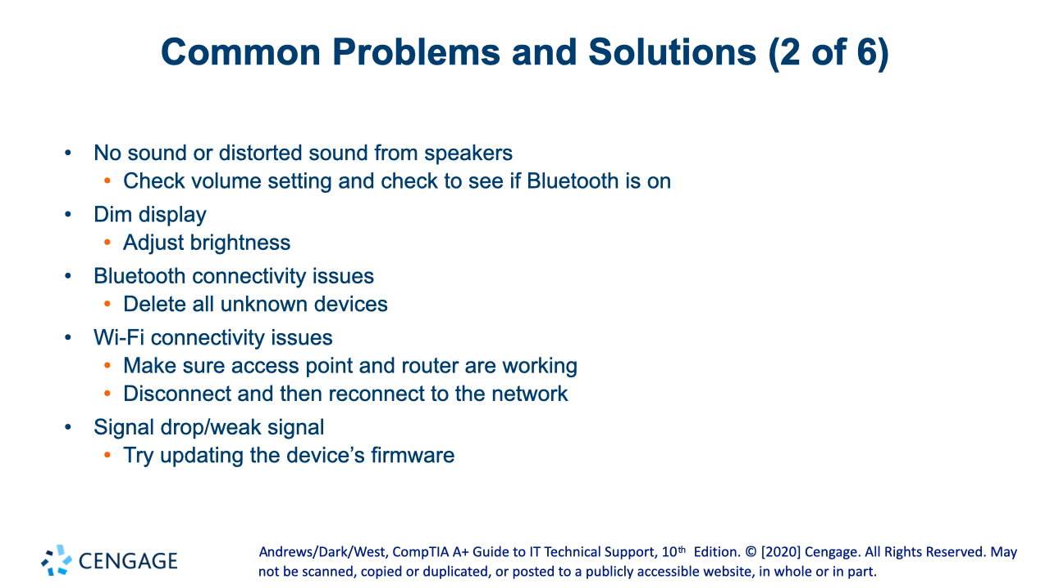No sound or distorted sound from the speakers: check your volume setting and check and see if Bluetooth is on. Dim display: adjust the brightness. Bluetooth connectivity: delete any unknown devices. Wi-Fi: make sure the access point and router are working, and try to disconnect, reconnect. And then signal drop, weak signal: you might try updating the device's firmware. That might resolve it.